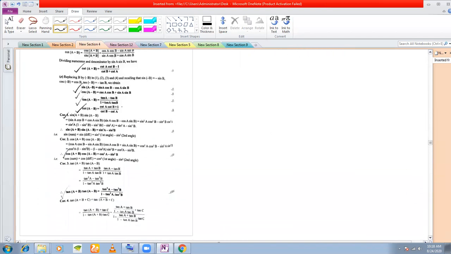Next formula that you can remember is this one: sin A plus B into sin A minus B is equal to sin square A minus sin square B. This is just like your A plus B into A minus B formula. But remember, whenever you have a sine into a sine, you have sine square minus sine square. This way you remember this formula.